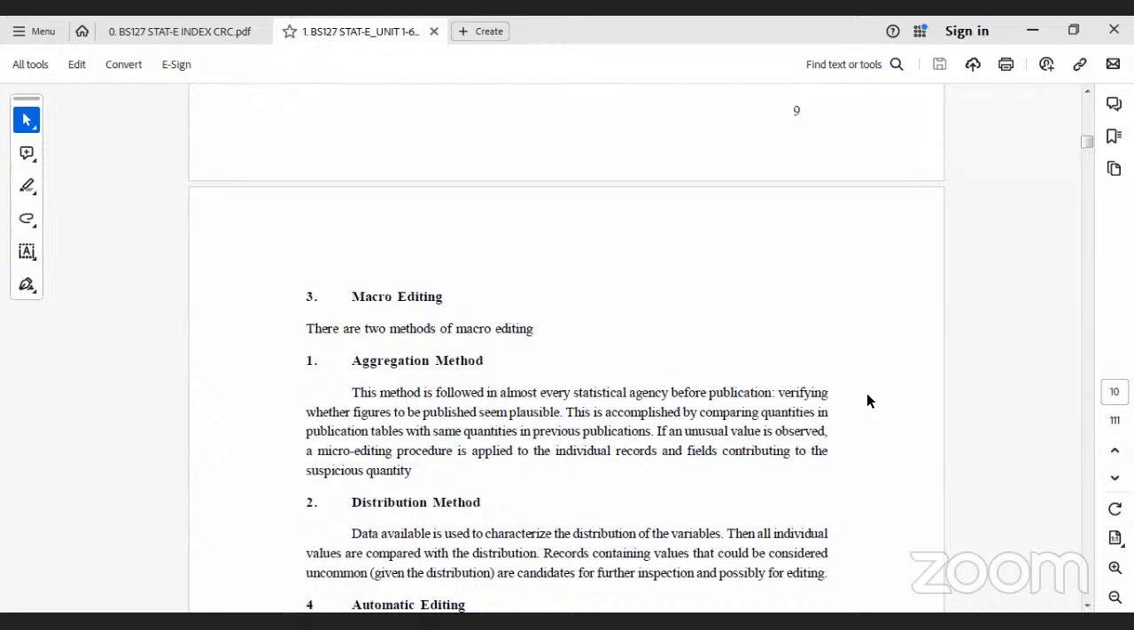This method is followed by the statistical agency before publication, verifying whether figures not to be published are possible. This is accompanied by comparing qualities of publication tables with the same qualities in previous publications. If an unusual value is observed, a micro-editing procedure is applied to the individual records and fields contributing to the suspicious quantity.